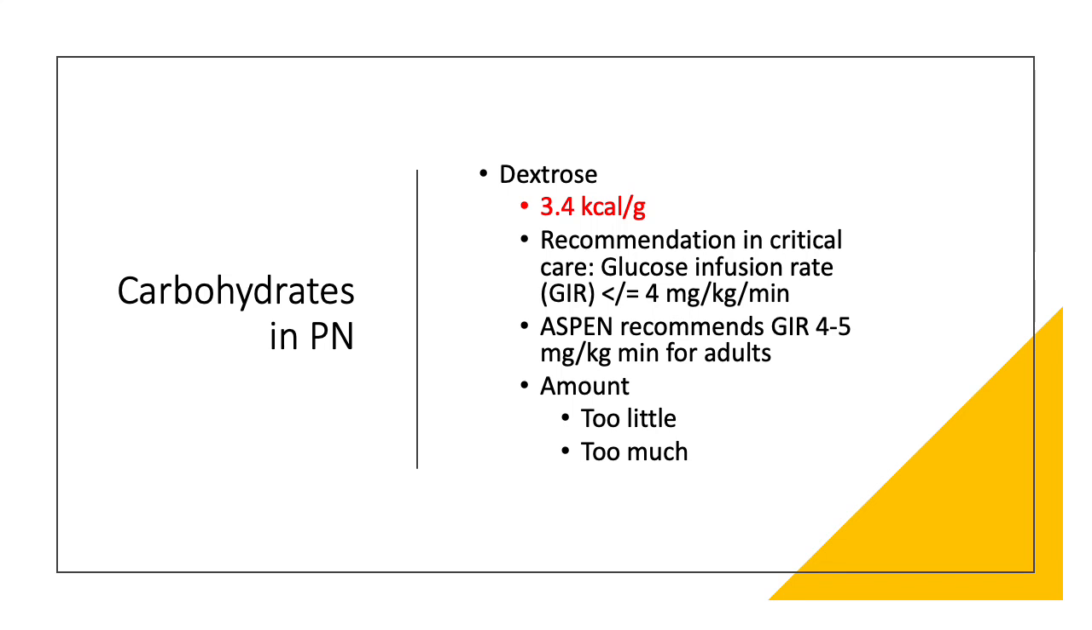Calculation formula for GIR can be found on the PN worksheet as well as the next slide. And then note for GIR, recommendations are different in pediatric patients and neonates. It's not uncommon to see GIRs in the teens for neonates. Too little dextrose can mean underfeeding, however, too much dextrose can be associated with overfeeding and negative effects such as hyperglycemia, increased minute ventilation, and therefore difficulty weaning from the ventilator, and hepatic steatosis.